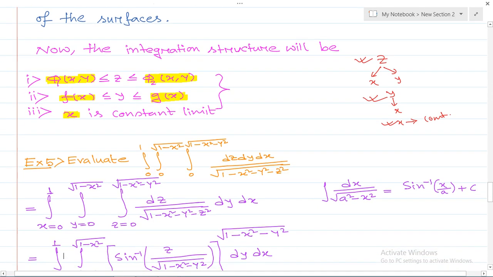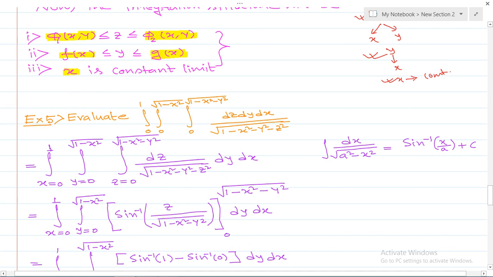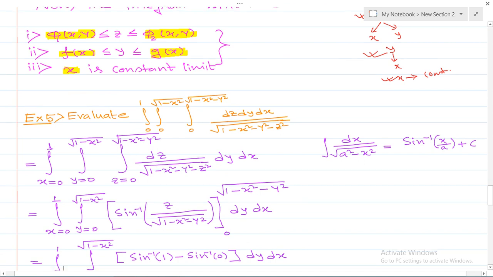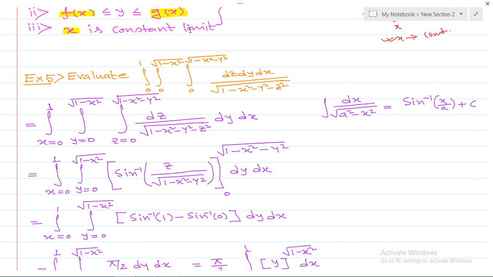So the first integration that I have given here is important for your exam, that is the integration 0 to 1, 0 to root over of 1 minus x square, 0 to root over of 1 minus x square minus y square, dz dy dx divided by root over of 1 minus x square minus y square minus z square. Now definitely what you can understand from here is that the first limit depends on two variables x as well as y, so it must be the limit of z. So the innermost integration we have to perform first is with respect to z.